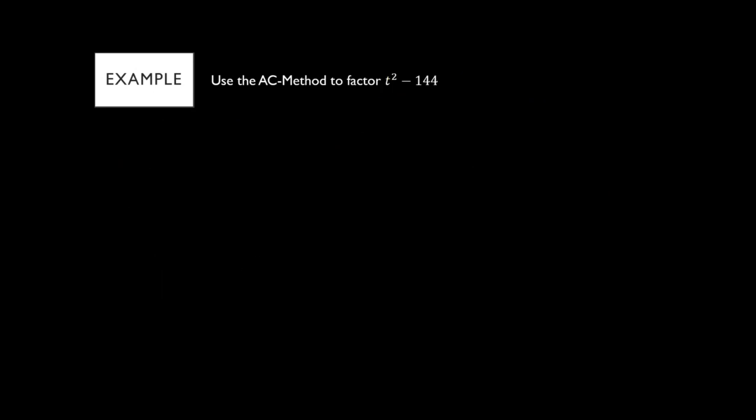Now let's look at this one. We've got t squared minus 144. We don't have that middle term. So what helps here is to put it as a 0. That helps out a lot if you want to use the AC method. So it's t squared plus 0t plus negative 144. So you've got it in the same format. You just had to put a 0 there.